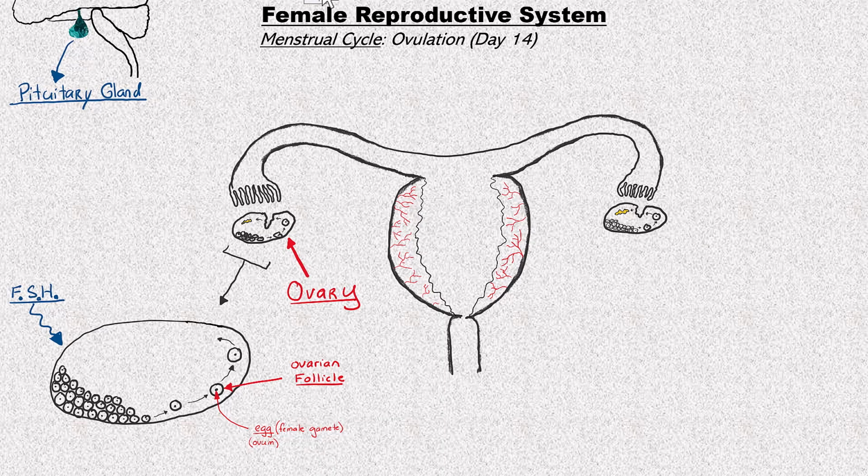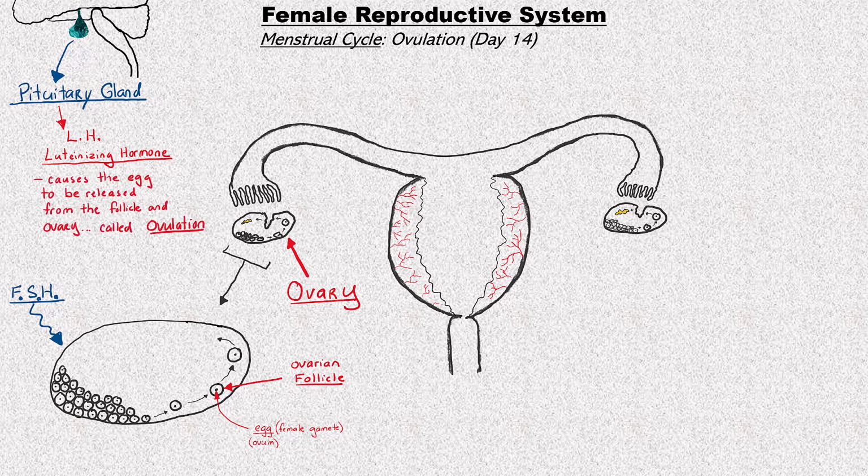So the uterus is ready, all thick. The egg is all developed. Now let's release this egg and get ready for a possible pregnancy. We have to look at the pituitary gland for help. It's going to release another hormone called LH. This is referred to as a luteinizing hormone, kind of like a lubricant. This is going to cause the egg to be released from the follicle and ultimately the ovary. This is called ovulation.